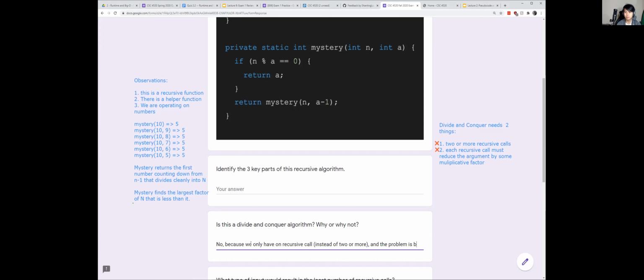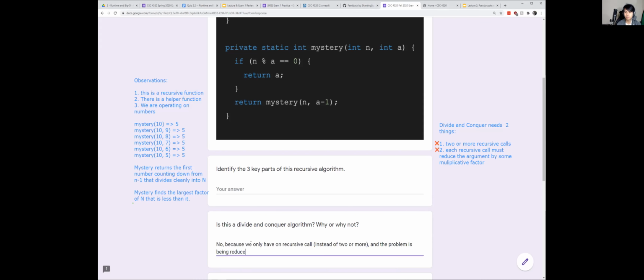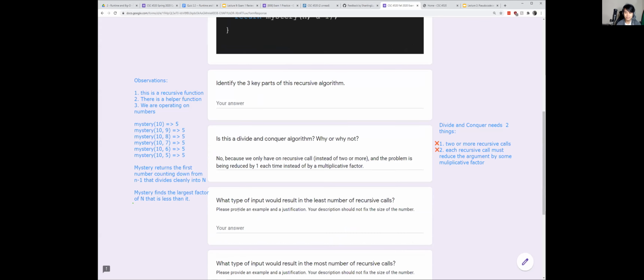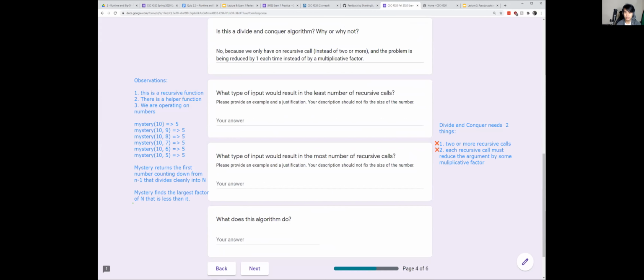And the problem is being reduced by 1 each time instead of by a multiplicative factor, right? Lastly, it's asking, what are the types of inputs that would result in the least number of recursive calls?